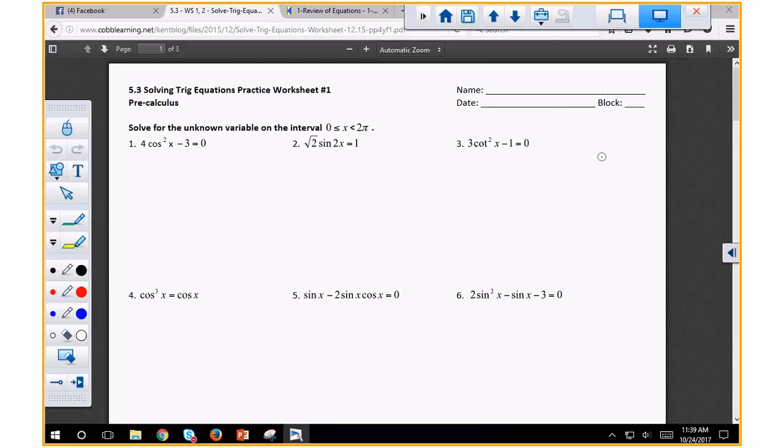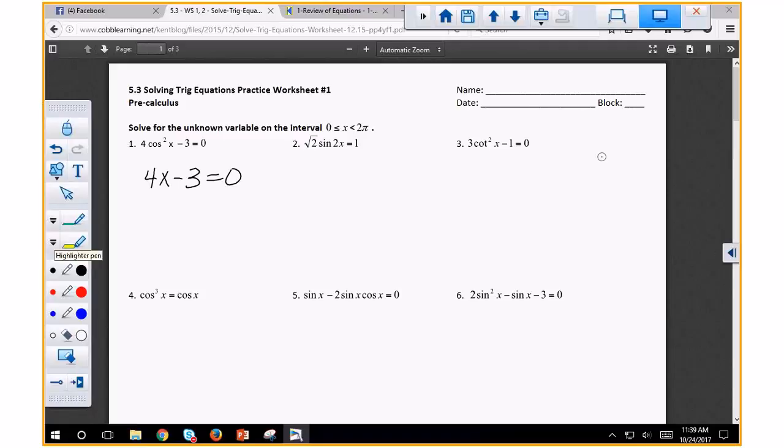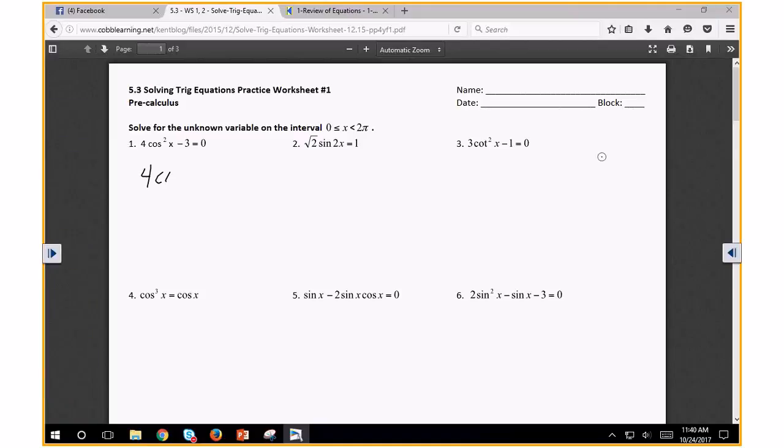This problem right here is just like that. Four cosine squared of x minus 3 is equal to 0. 4 cosine squared of x equals 3. Divide by 4, divide by 4. Cosine squared of x is equal to 3/4. Now what?